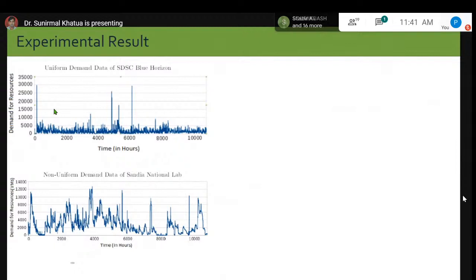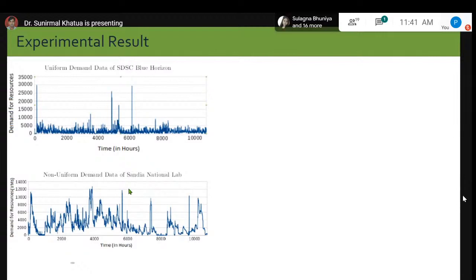So this demand data we take, and we also take another demand data from another data center called the Sandhya National Lab. These are available on the net. You can download them, or you can get them from our repository.